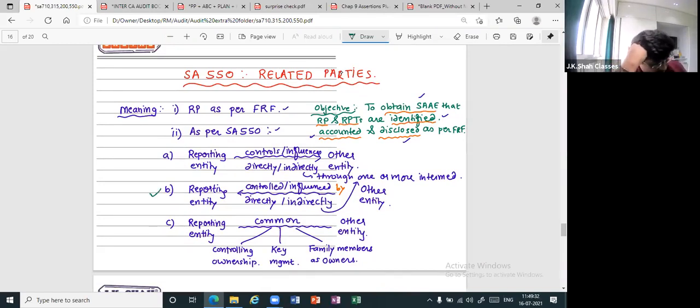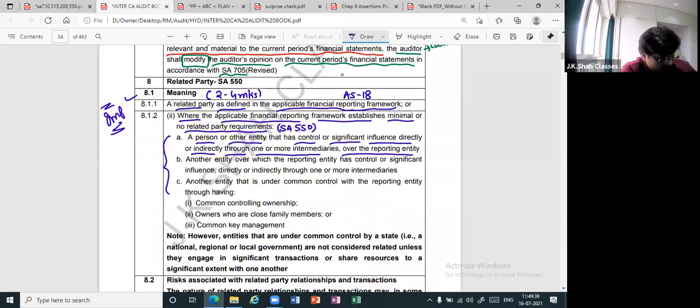You are talking about B correctly. Can I say control? No. Okay, fair enough. No. A has control over the reporting entity, no? So the reporting entity is being controlled, no? Then another entity, that is other entity, over which the reporting entity has control or significant influence, either directly or indirectly through one or more intermediaries. In my example, this was A. Thereafter, another entity is under common control with the reporting entity, having common controlling ownership, owners who are close family members, or common key management.